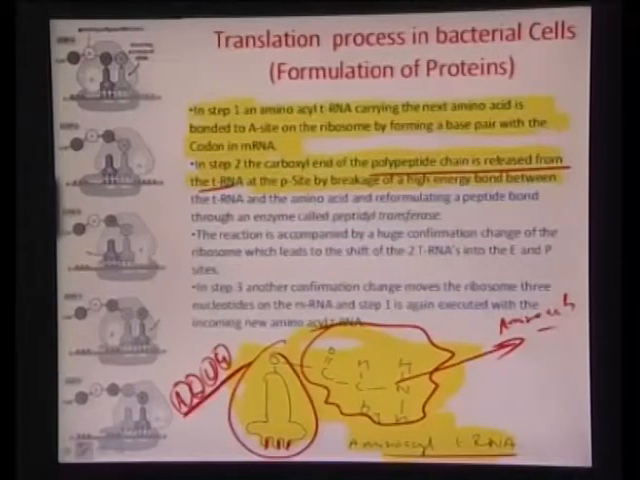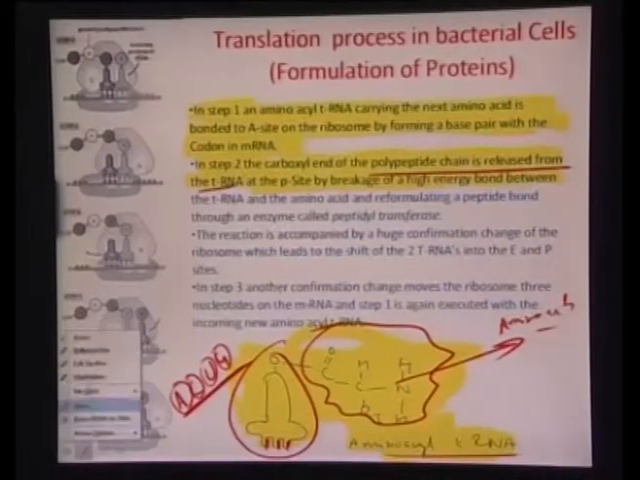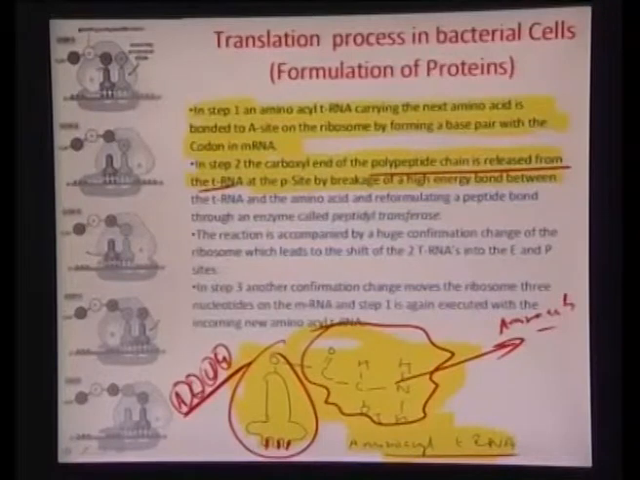Okay. So, we are talking about breaking this particular bond here of the molecule. So, it is a polypeptide chain with the tRNA. So, essentially you are disengaging this portion of the molecule by breakage of this high energy bond. This is a very high energy bond between the transfer RNA and the amino acyl group. Okay.